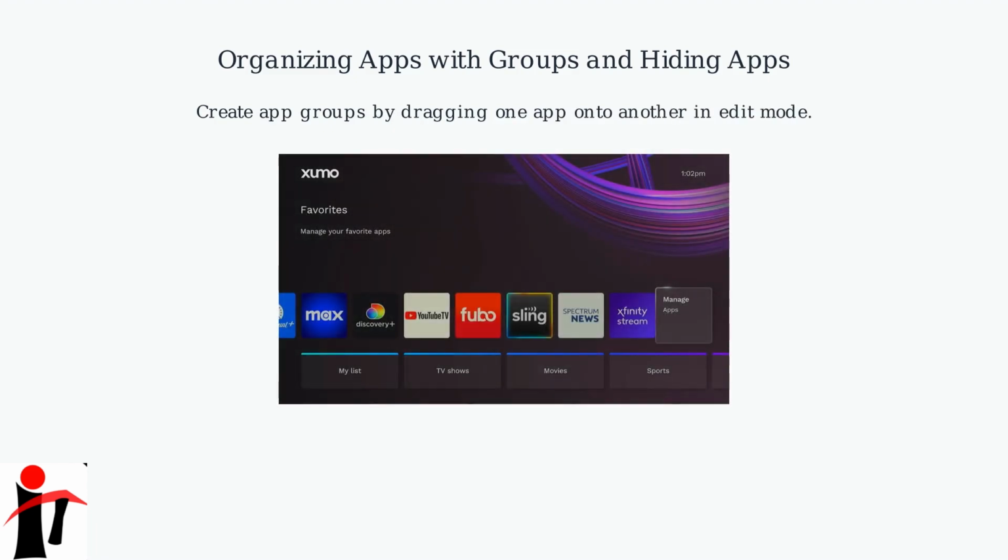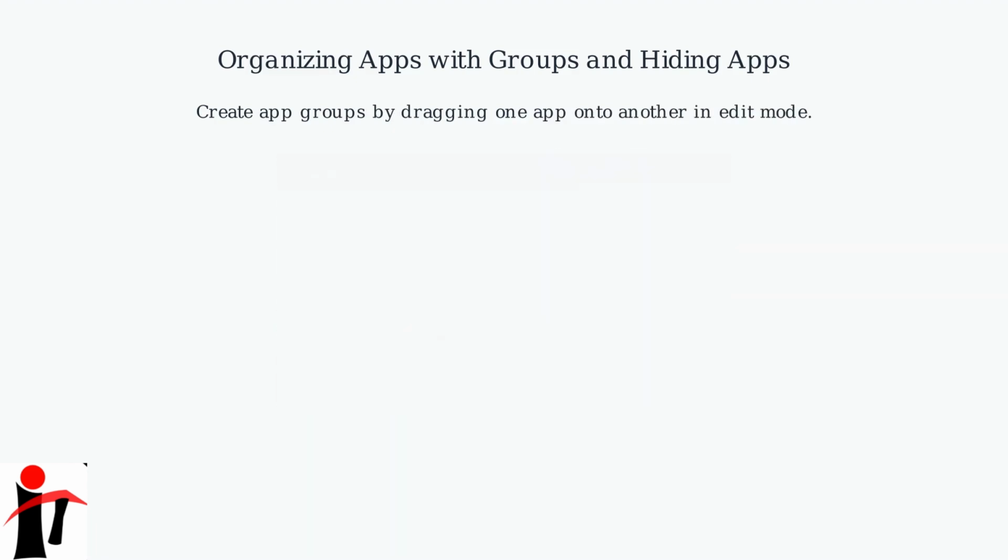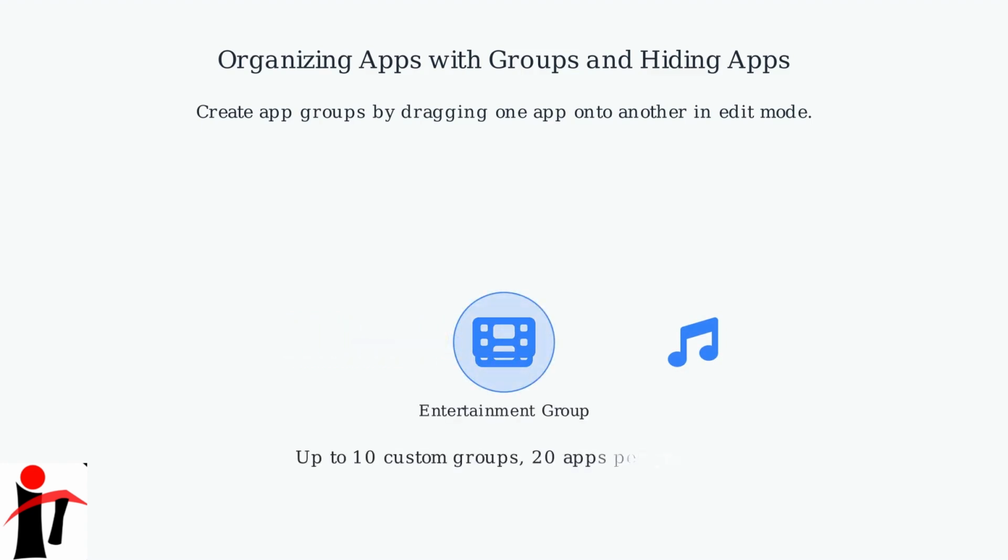Take your Xumo Stream box organization a step further by creating app groups. To create a group, enter edit mode like before and drag one app icon on top of another. This automatically creates a new group and is a great way to categorize your apps by genre. You can create up to 10 custom groups with a maximum of 20 apps per group.